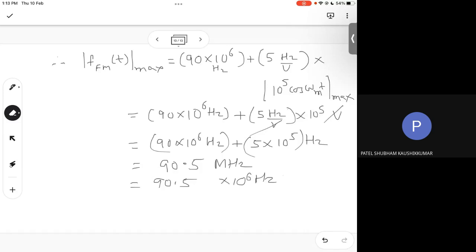Sir, which one is better, AM or FM? I will come to that. Wait. Obviously, FM is better. Why is it better? Wait for that. First, you have to understand the concept of FM. FM is much better. That's why nobody listens to AM radio.